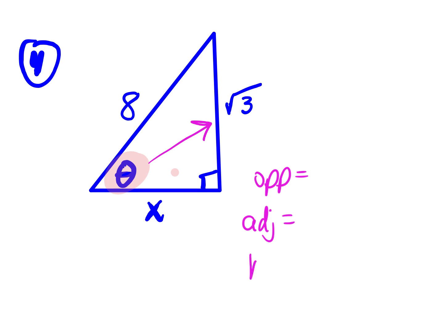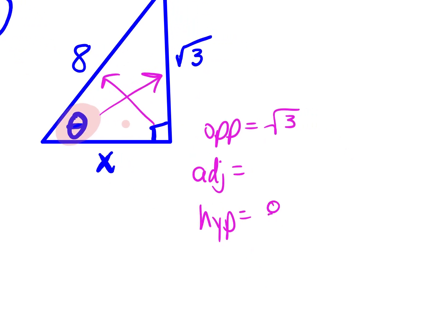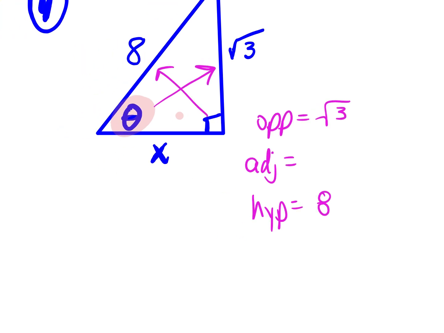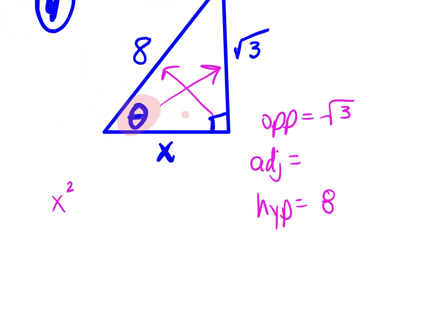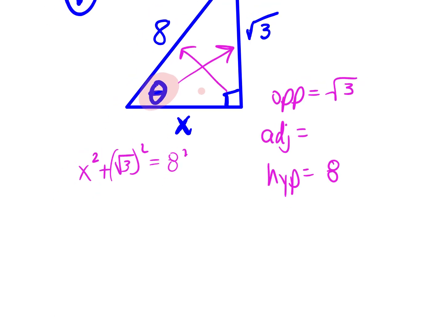Sorry, square root of 3. Yep, it's my opposite side. What is 8? The hypotenuse. So we're looking for the adjacent. We're looking for a leg. So it doesn't matter if you use this as A or B. I'm going to say x squared plus the square root of 3 squared equals 8 squared.